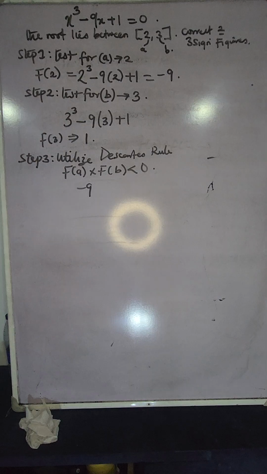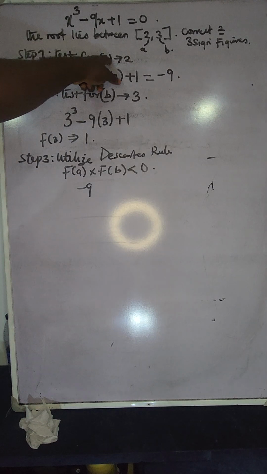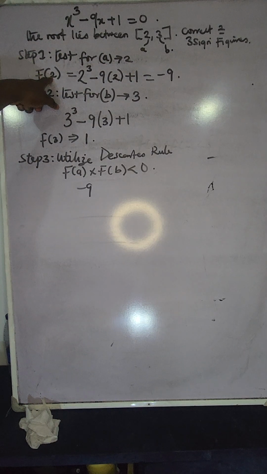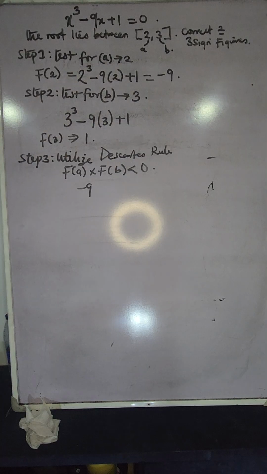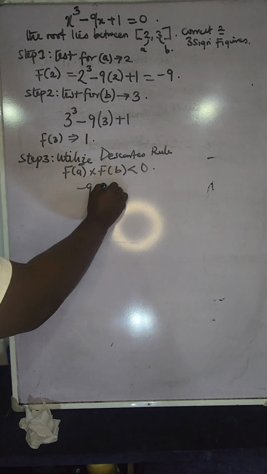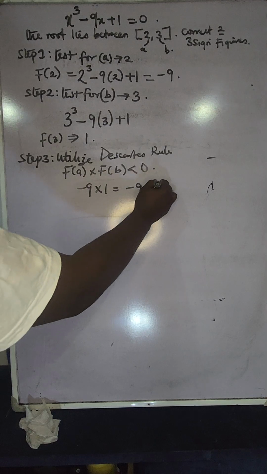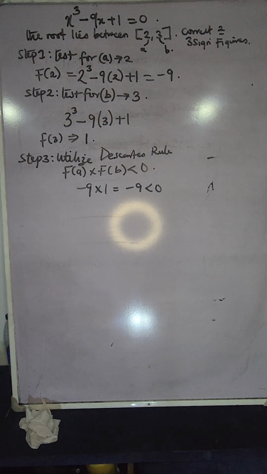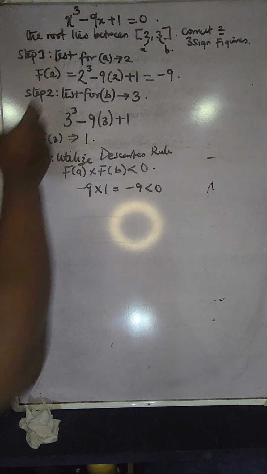Minus 9, which is f of A. Remember that A is 2. So f of 2 is minus 9. So minus 9, by the time you multiply minus 9 with 1, what is your answer? Minus 9. Is it less than 0? The answer is yes. It's less than 0. So if it is less than 0, it means those two intervals qualify.